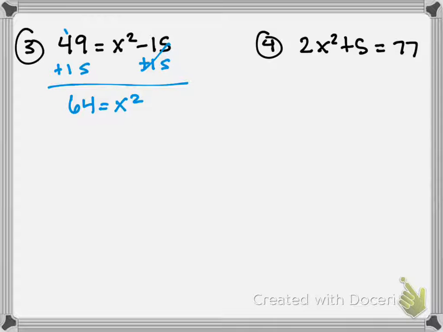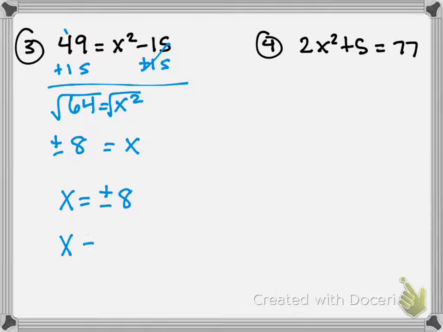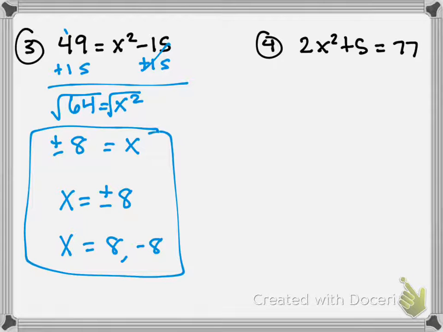64. All right. How do you undo a square? Take the square root of both sides. So x equals plus or minus, I should put that on the other side, plus or minus 8, right? You could rewrite it this way, x equals plus or minus 8. You could say x equals 8 comma negative 8. All of those mean the same thing.